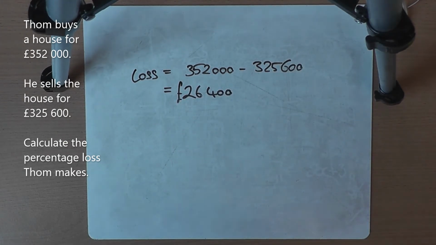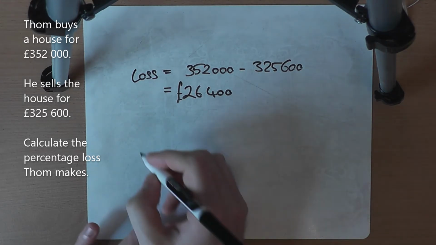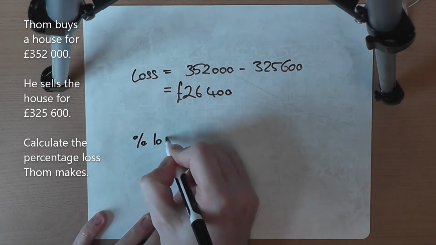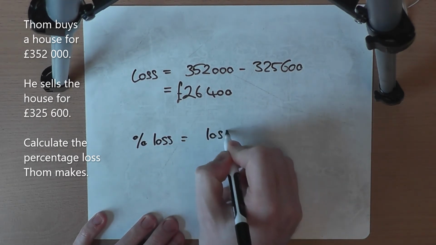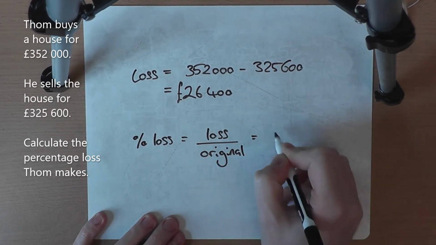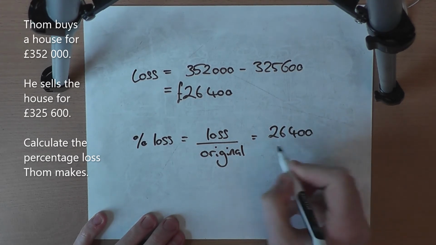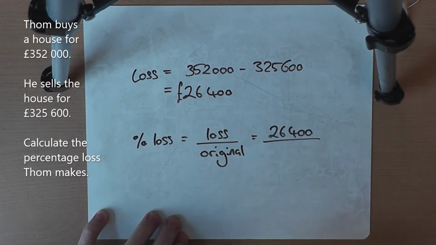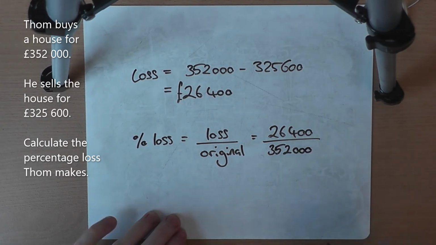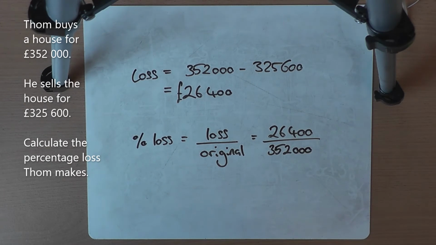Now here we want to work out the percentage loss. Well, if percentage profit was the profit as a percentage of the original, well, percentage loss is simply the loss as a percentage of the original. Loss out of the original, i.e. percentage loss, would be worked out by doing the loss out of or divided by the original. We would then have the £26,400 out of, being careful which of the two values we are looking at as the original. The original is the £352,000.